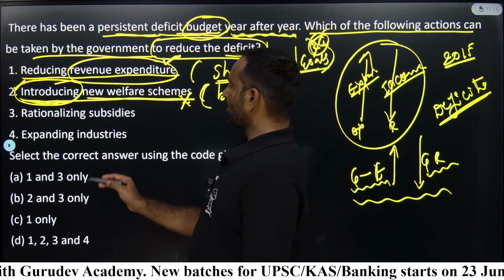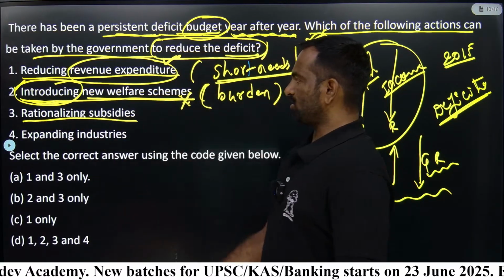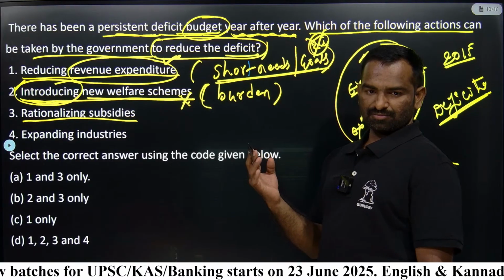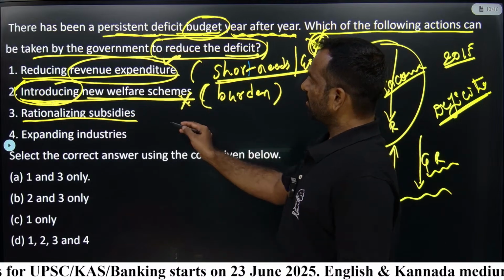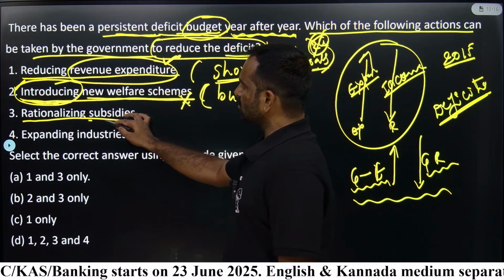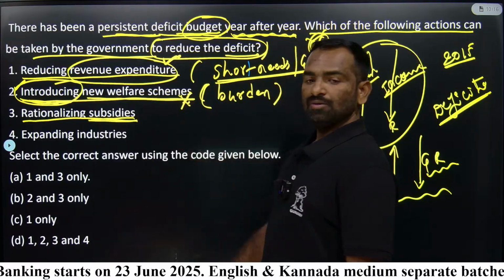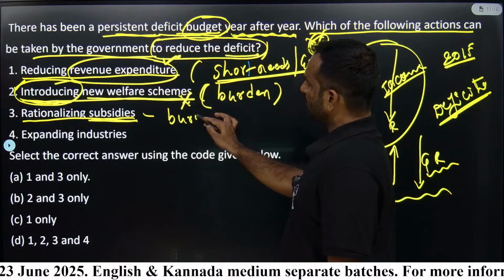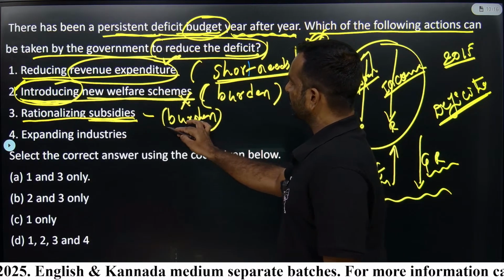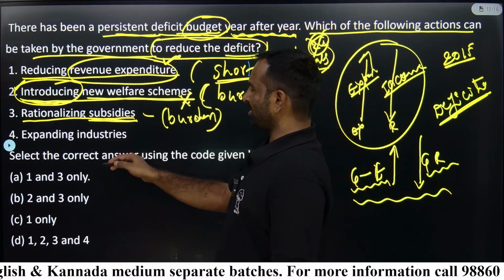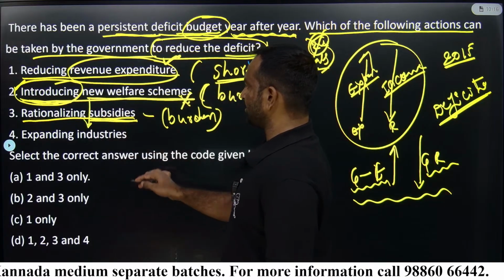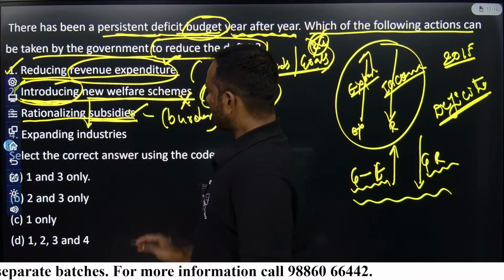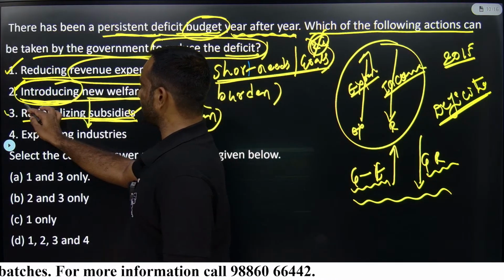What about rationalizing the subsidies, which means cutting down? Subsidies are also a burden to the government. That's why rationalizing or cutting down the subsidies is right. So the first statement is right, and the third statement is also right.